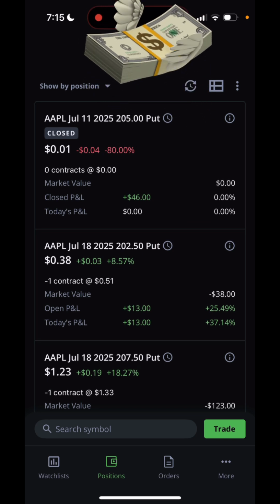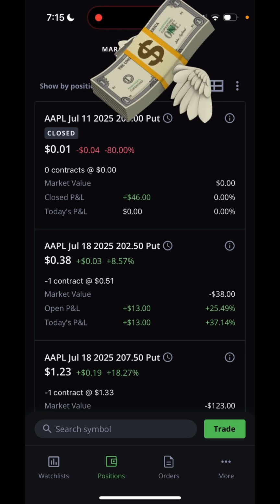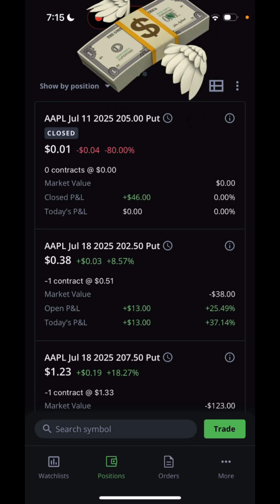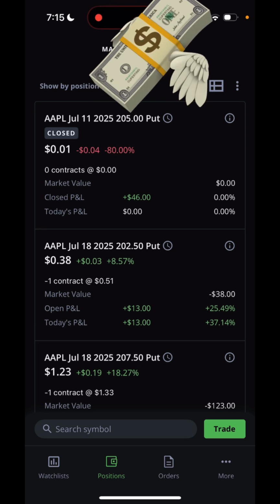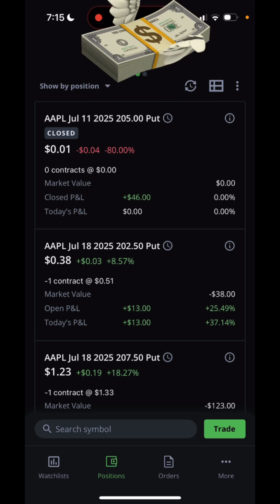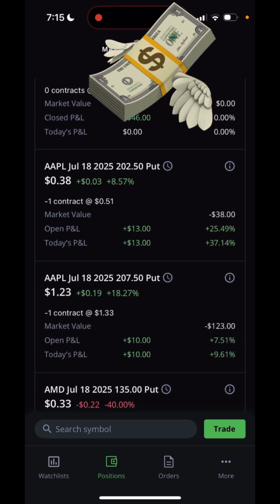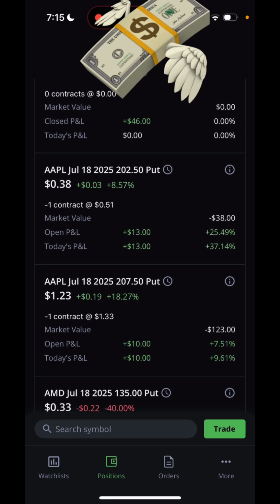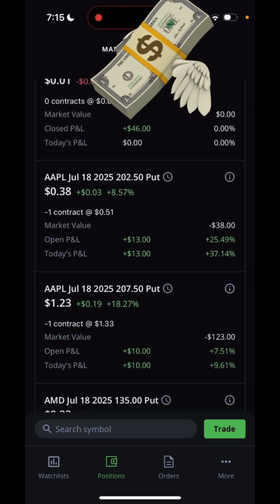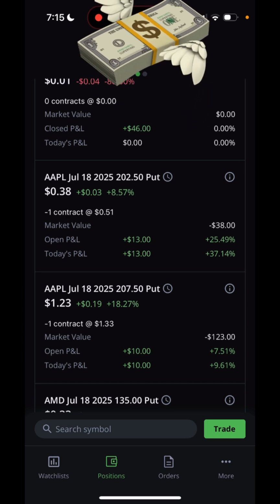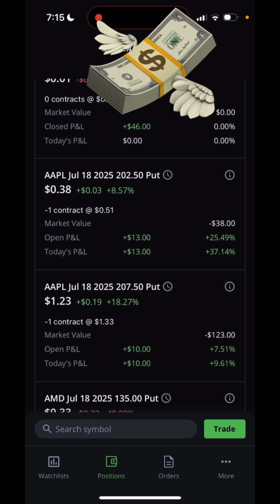Today we closed out one a little bit early, but it was a 205 put, and we have one open for next week. It's a 202.5 put, as well as a 207.5 put. So we're just gonna let those get a little bit closer to expiry. Once again, around 60-70%, we can consider taking profit.